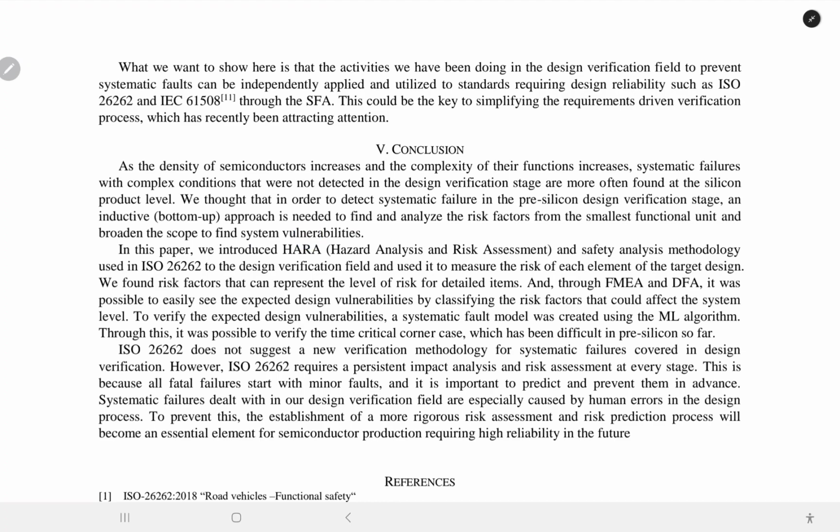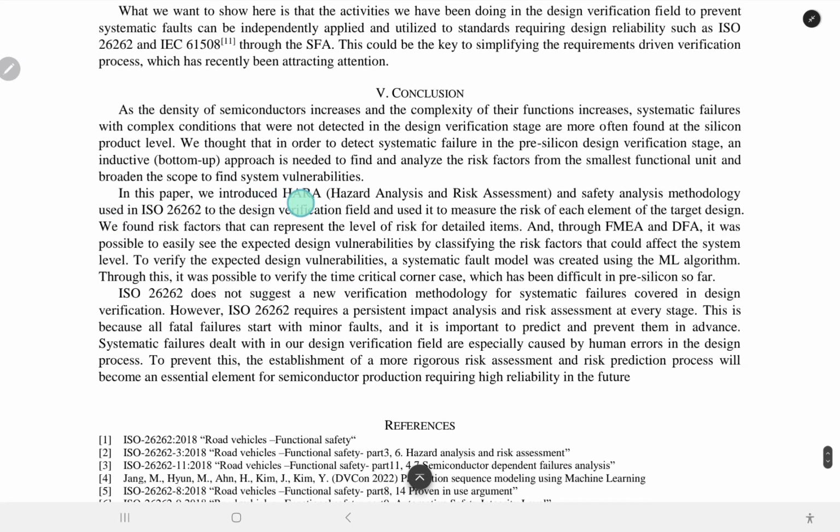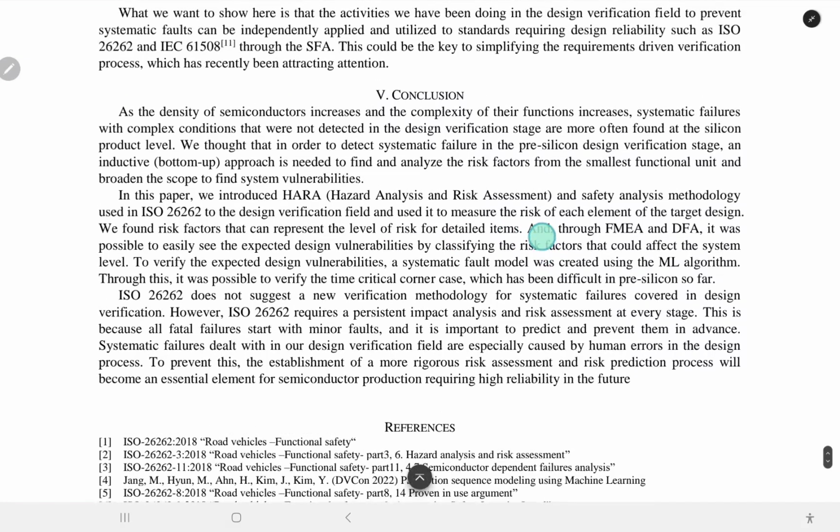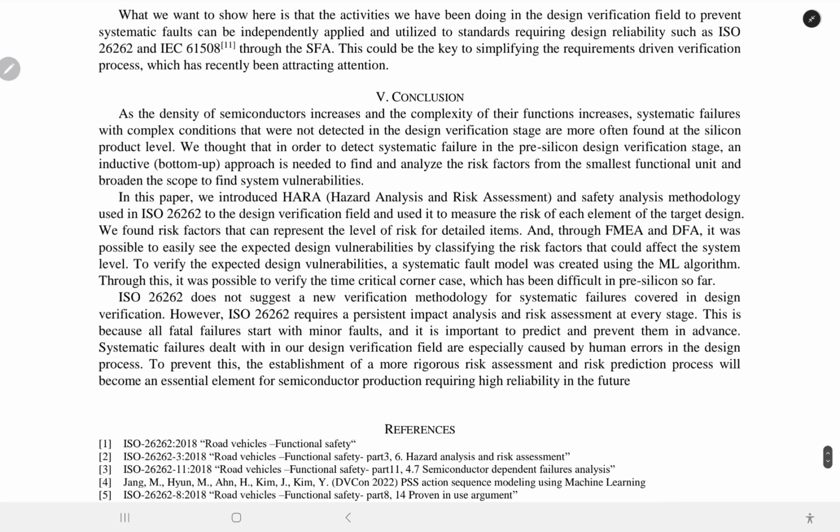to find system vulnerabilities. In this paper, we introduce HARA, hazard analysis and risk assessment, and the safety analysis methodology used in ISO 26262 to the design verification field and use it to measure the risk of each element of the target design. We found risk factors that can represent the level of risk for detailed items. And through the FMEA and DFA, it was possible to easily see the expected design vulnerabilities by classifying the risk factors that could affect the system level.